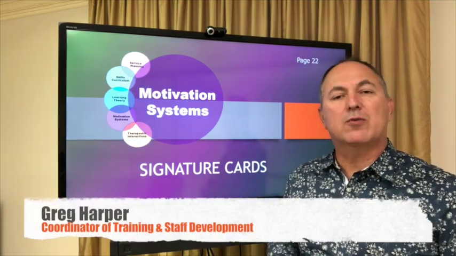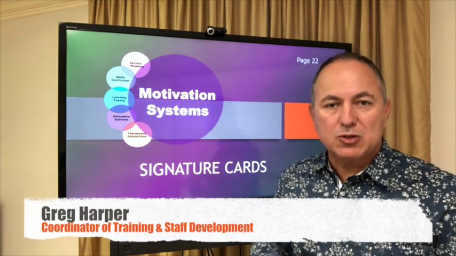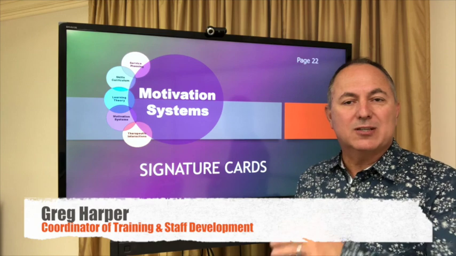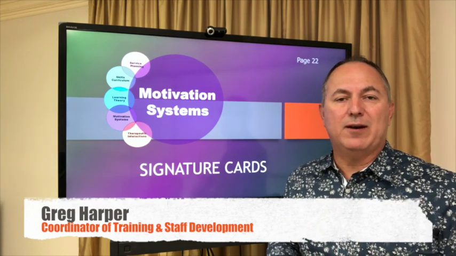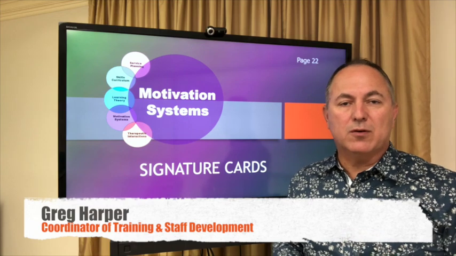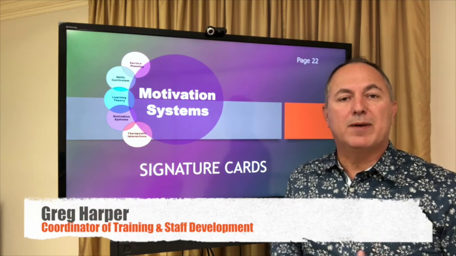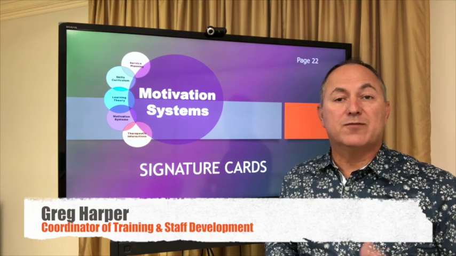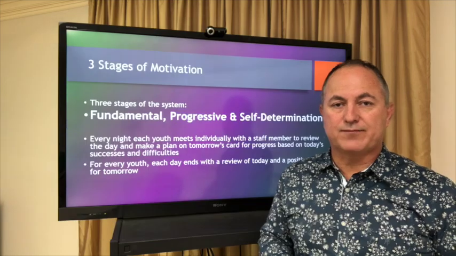In this training video, we're going to focus on the motivation systems lens of our model of care. We're going to focus on the signature cards that are used as a part of our motivation systems that are very vital. The information we're going to cover you can find in your core manual or your model of care manual on page 22.